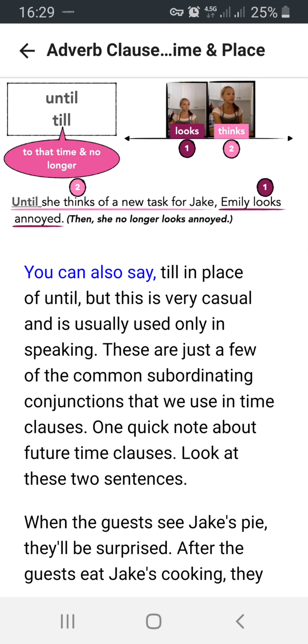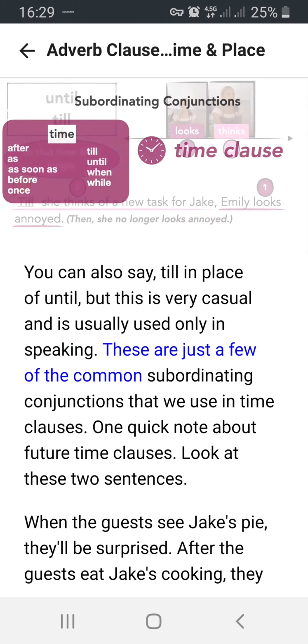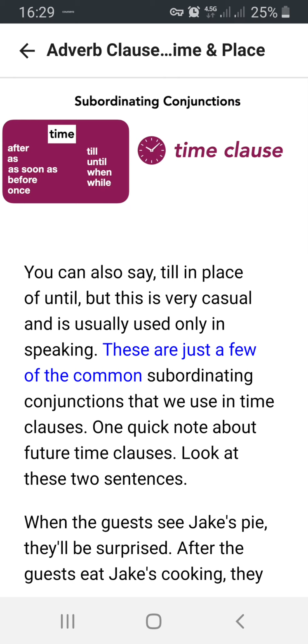You can also say till in place of until, but this is very casual and is usually used only in speaking. These are just a few of the common subordinating conjunctions that we use in time clauses.